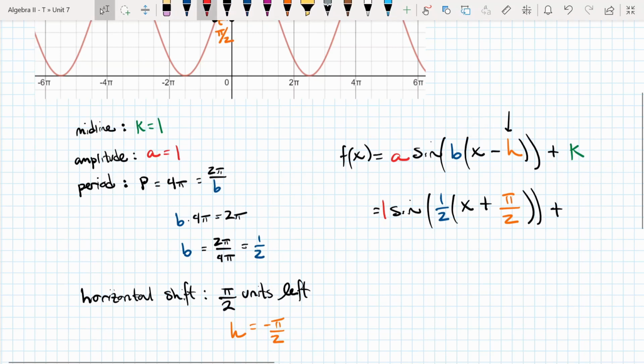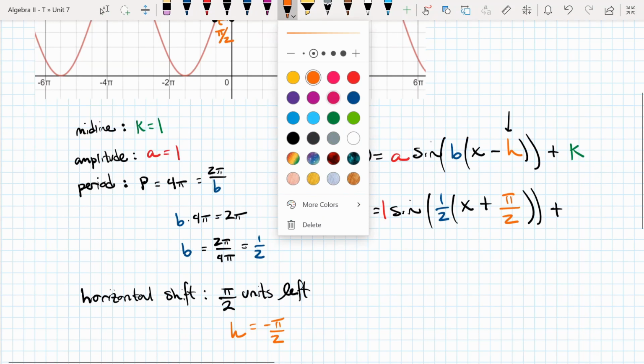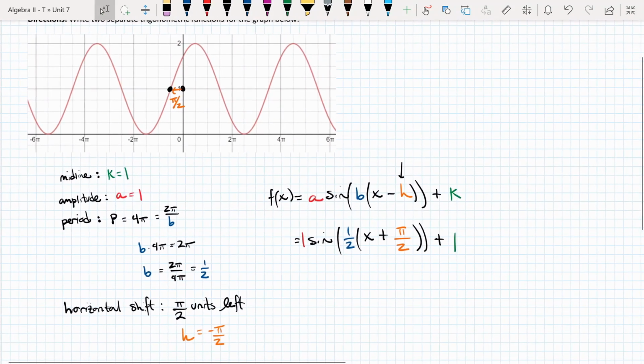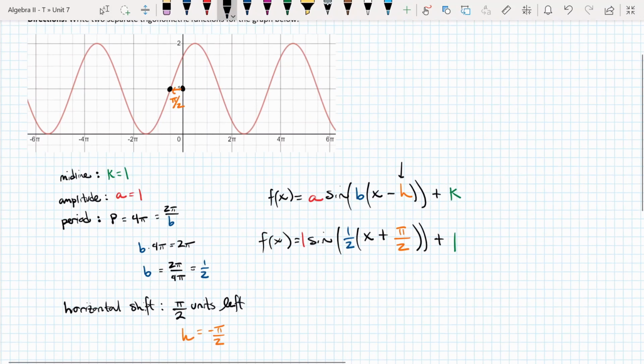So this right here is one trig function that models this function graphed up here at the top. That's one of them.